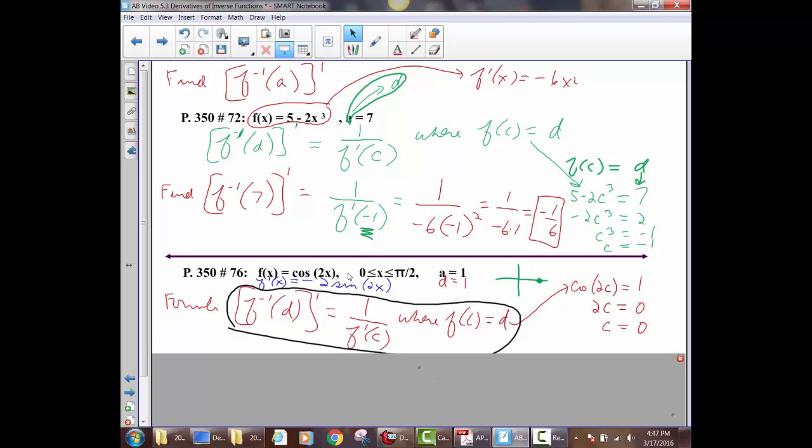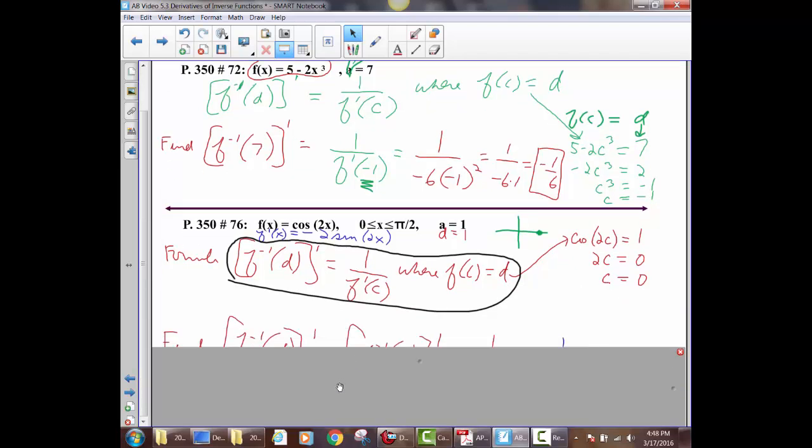So my f of x is cosine 2x, my f of c is cosine 2c. d was given to me, that's the a, that's 1. The cosine of what kind of an angle will equal 1? Well, the only one between 0 and pi over 2 would be at 0 radians. Whereas if they didn't have this, it could be at 0 radians. It could also be at 2 pi radians and 4 pi radians and 6 pi radians and negative 2 pi radians, but this here limits it to just one answer. So it turns out that when d is 1, c is 0.